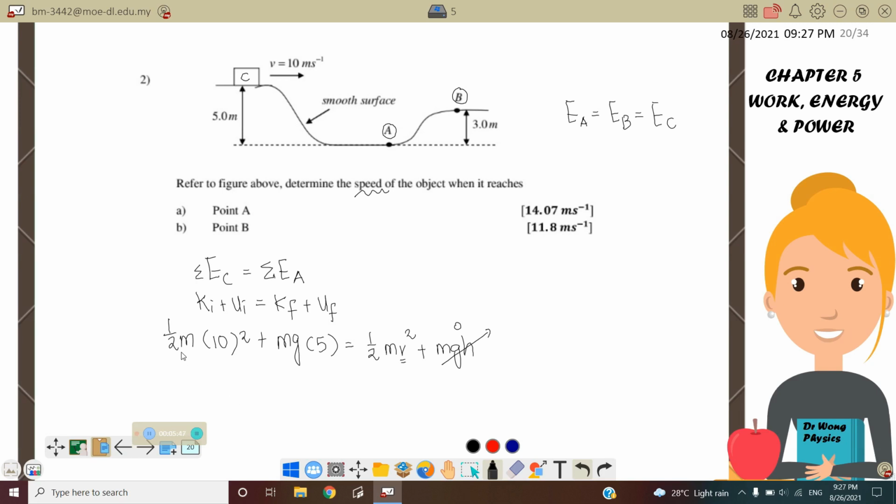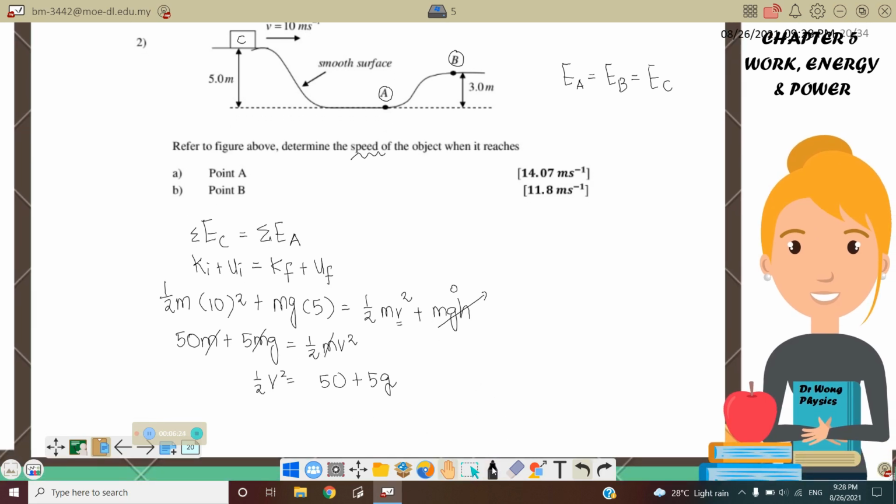So we can simplify it: 100 over 2 is 50m, plus 5mg equals half m v squared. We cancel all m, so finally we have 50 plus 5g equals half v squared. Here we have half v squared, so you can bring it over, and our v will equal the square root of 250 plus 5g, 9.81.